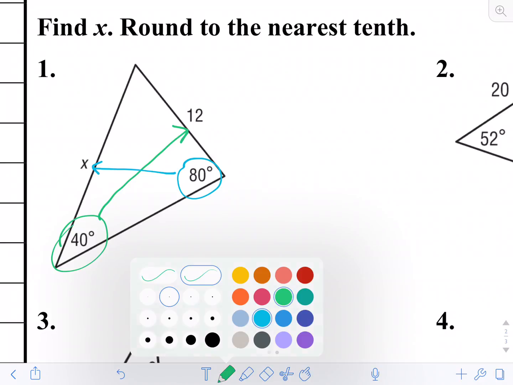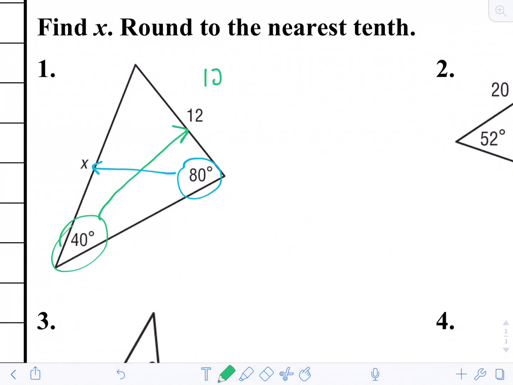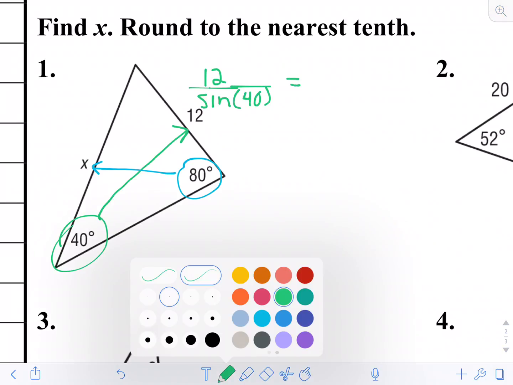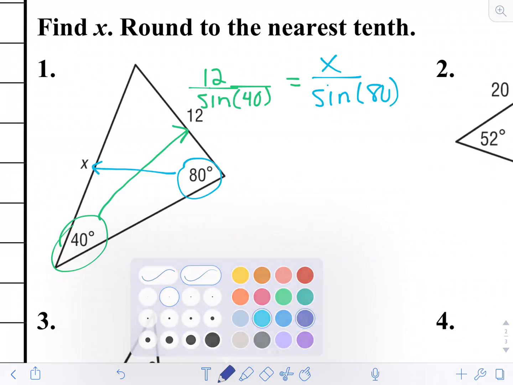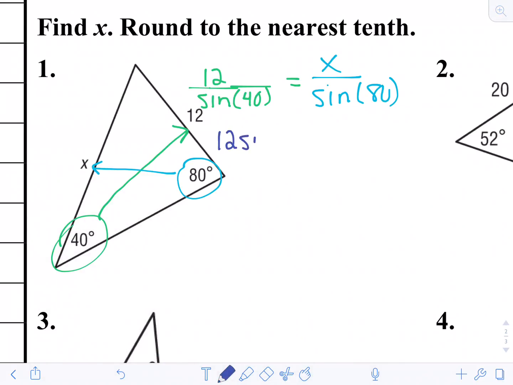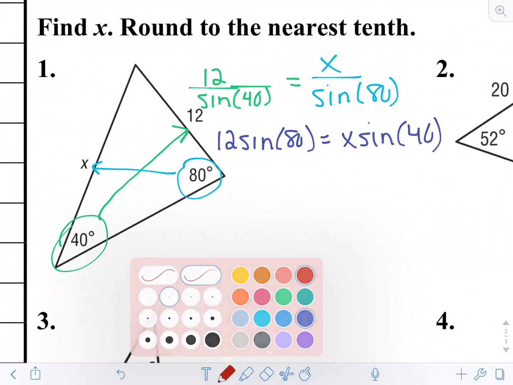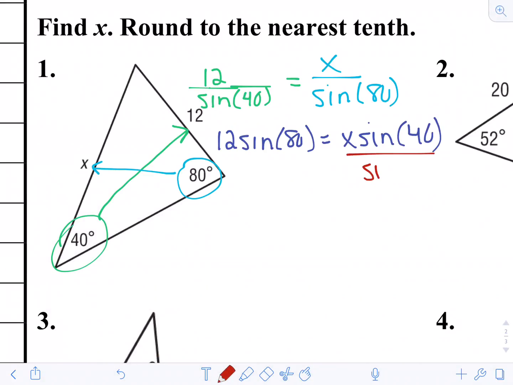So we have 12 over the sine of 40 is equal to x over the sine of 80. So when I cross multiply, we get 12 times sine of 80 is equal to x times sine of 40. Divide both sides by that sine of 40 to get x by itself.